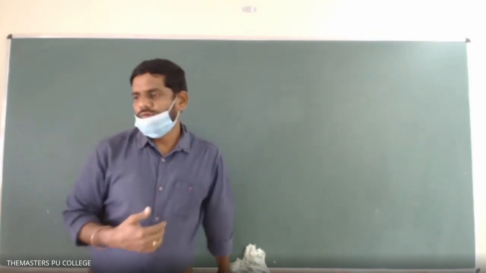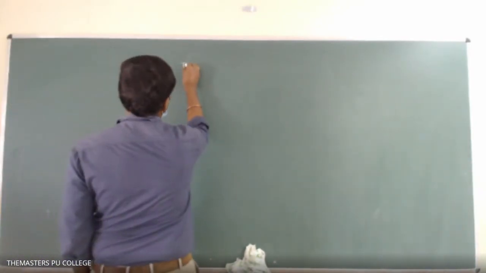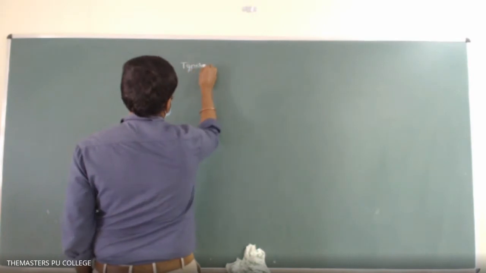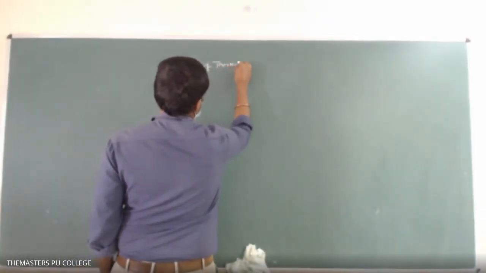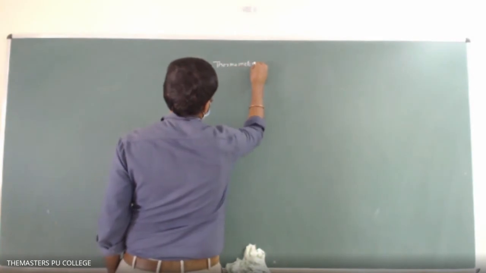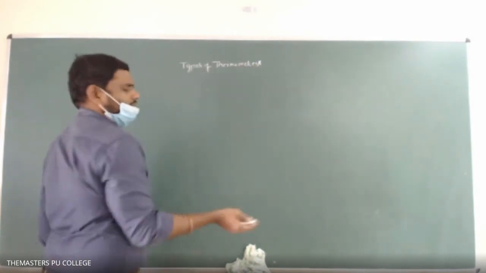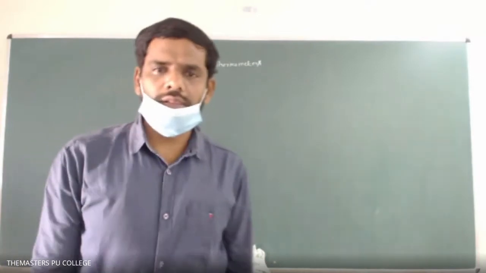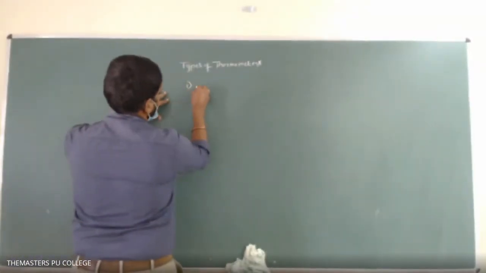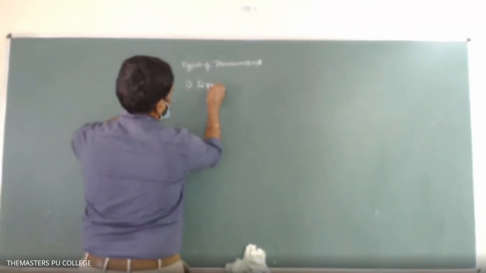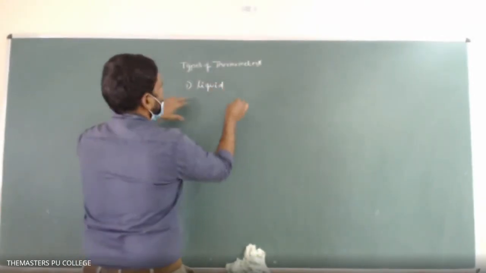So what was left in thermometry is the types of thermometers. There are three, four types of thermometers. Let us see one after the other. The first one is liquid thermometers.